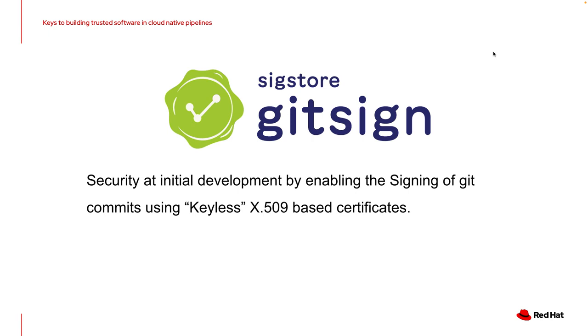You can use your GitHub login as the valid identity for authentication. And after signing the commit, the details will then be stored in the Rekor transparency log for subsequent verification.